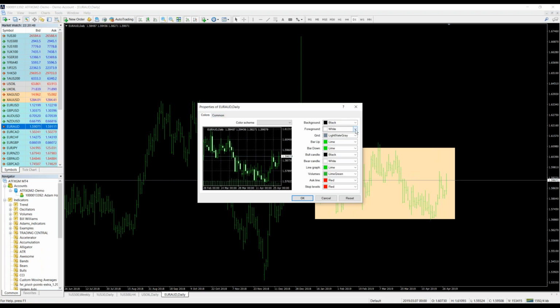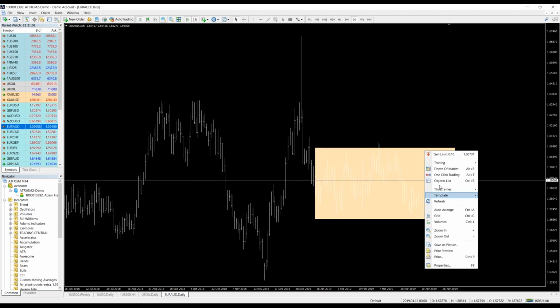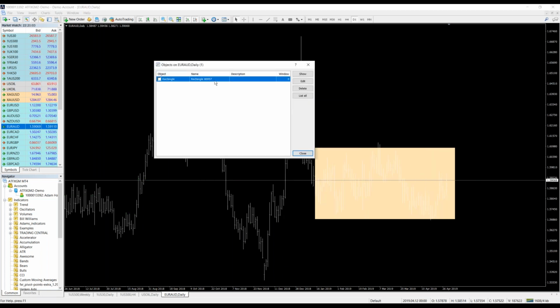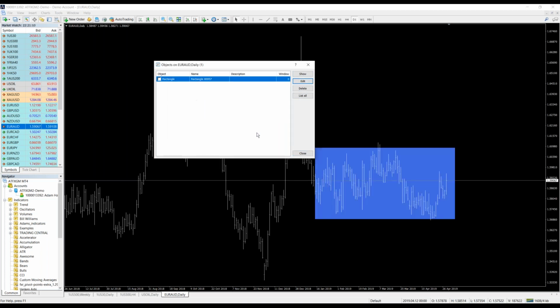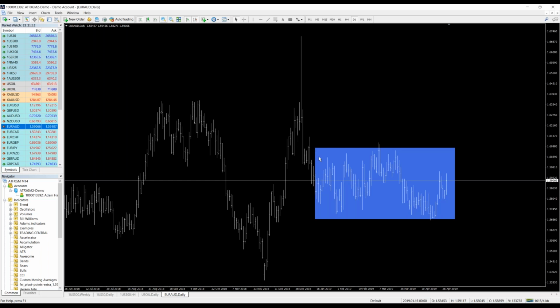So we'll do this one. We'll do all of this as white. So bar up, bull candle, bar down. That's fine. Then we'll just change this block over here and make it a darker color. There we go. All right, cool. So we're stuck within a range here. The problem with this is there isn't any one clear side in charge.